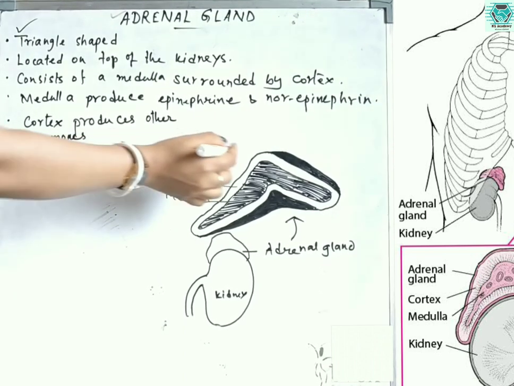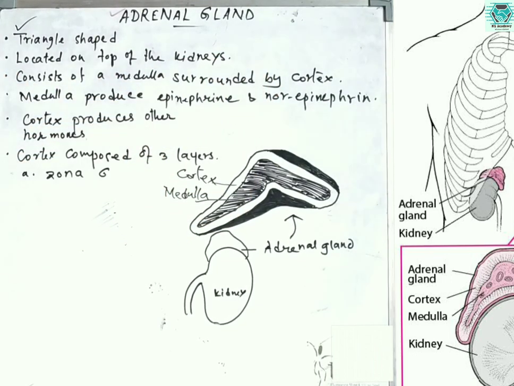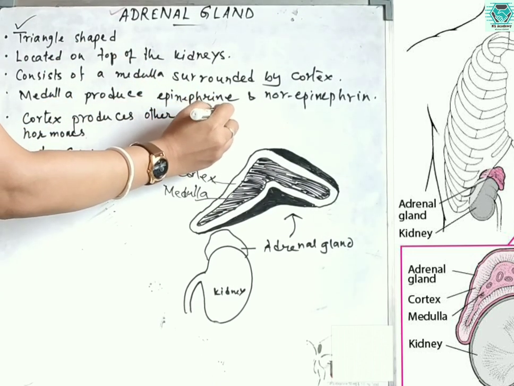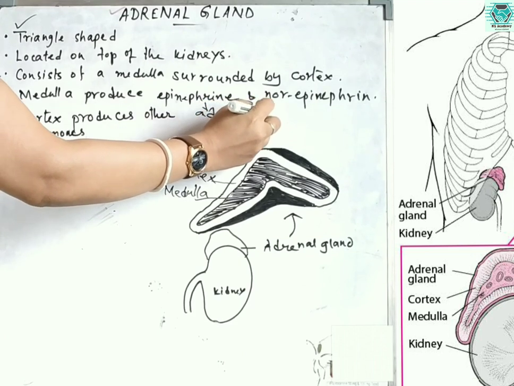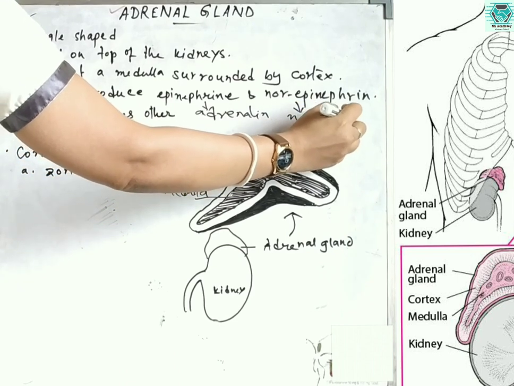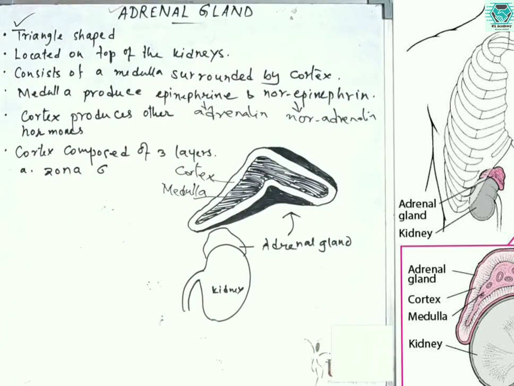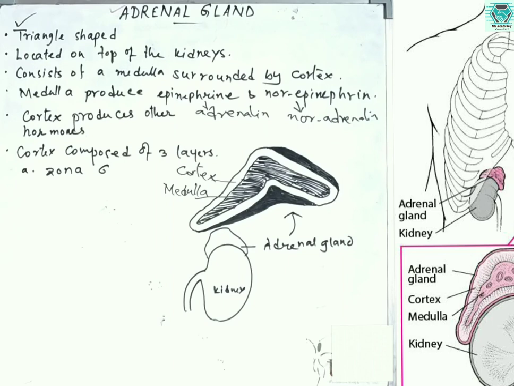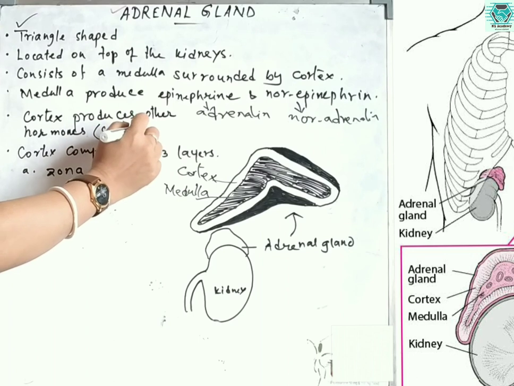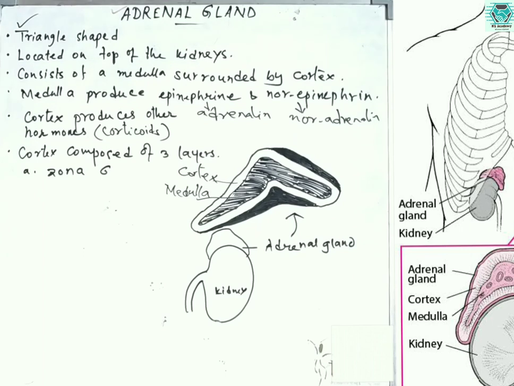The inner portion, that is the medulla, produces two hormones, epinephrine and norepinephrine. It is much more known as adrenaline and noradrenaline. The cortex produces another type of hormones which are known as corticoids. And the cortex is composed of three layers.